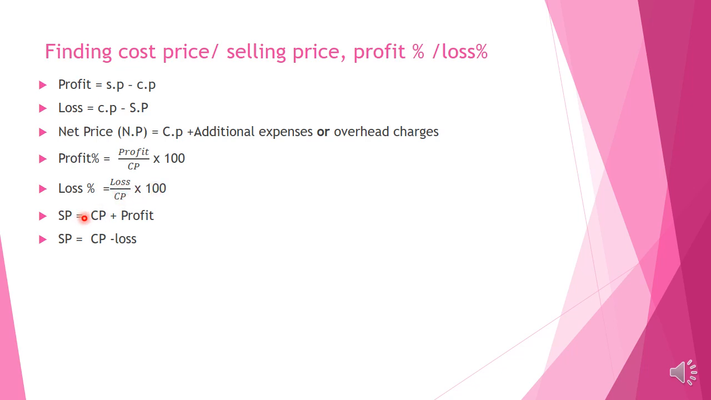SP is equal to CP plus profit. SP is equal to CP minus loss. So we have here two formulas. When loss comes, we have to subtract from CP, and when profit comes, we have to add to CP. Okay children, so learn the formulas well so that you can do questions properly, right?